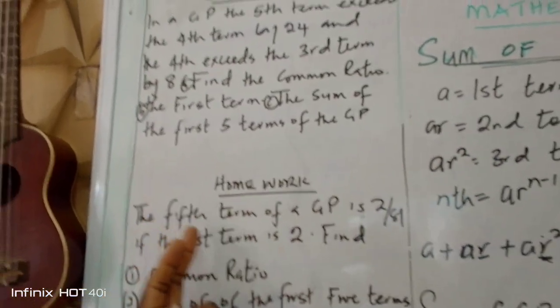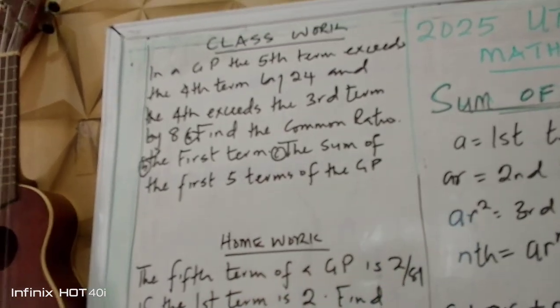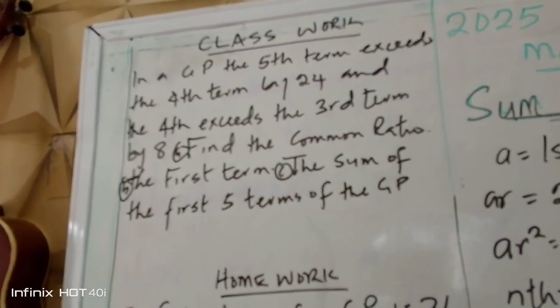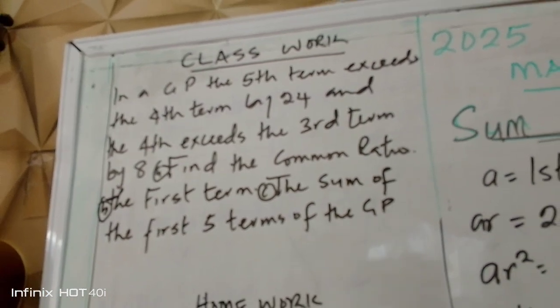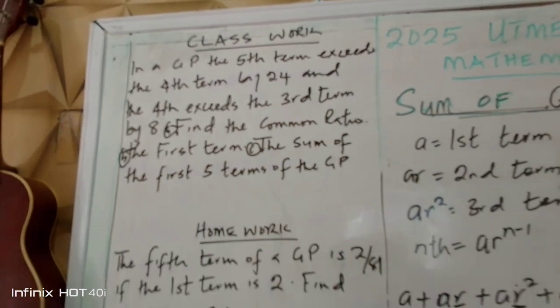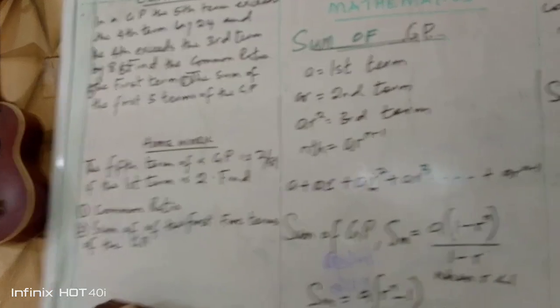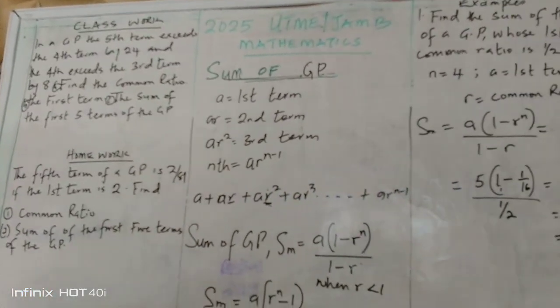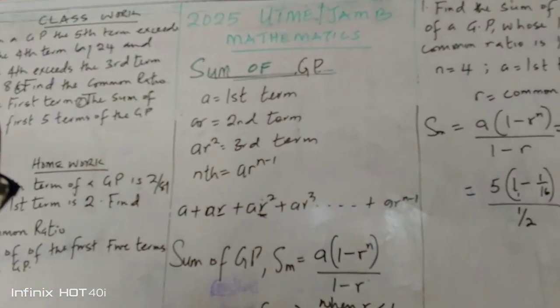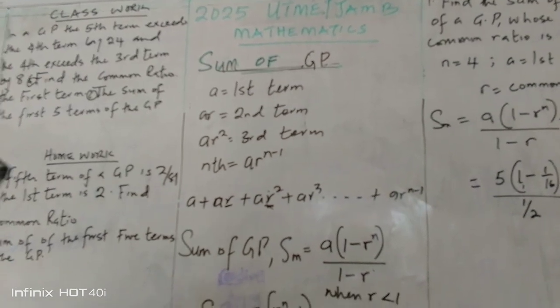So the fifth term of a GP is 2 by 81. If the first term is 2, find A, the common ratio, and find the sum of the first few terms of this GP. That is where we are. Okay? Meet me at the next slide where we shall treat the sum of infinity.